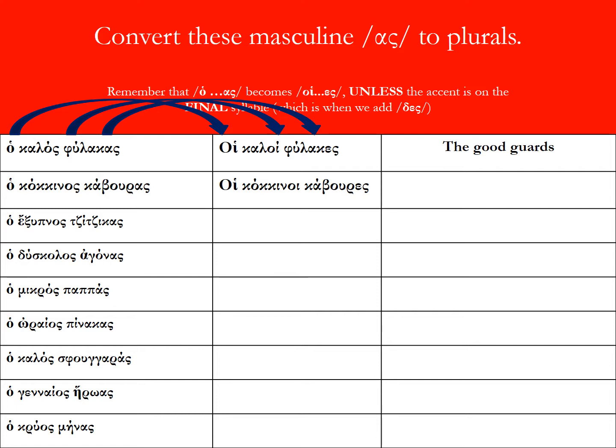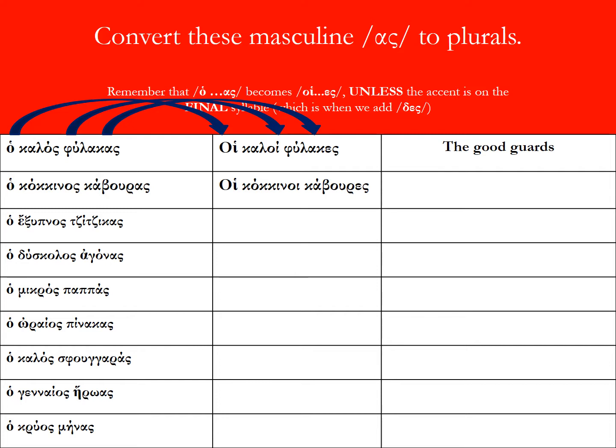If you look at the next line, o kokinos kavuras. Well, here again, we have o, it's masculine singular. Kokinos, it's masculine singular. It's the os ending. Kavuras is also masculine singular, but it ends in an epsilon sigma in the plural, alpha sigma in the singular. So o kokinos kavuras will become i kokini kavures, the red crabs. Okay, now that gives us two endings so far. We have the os and we have the as.